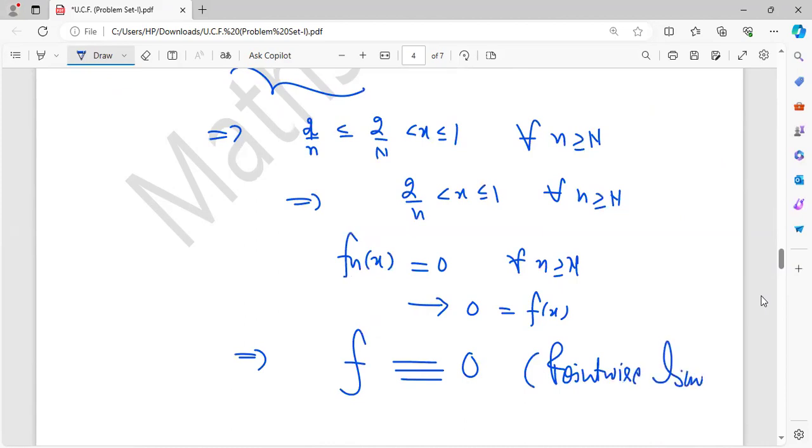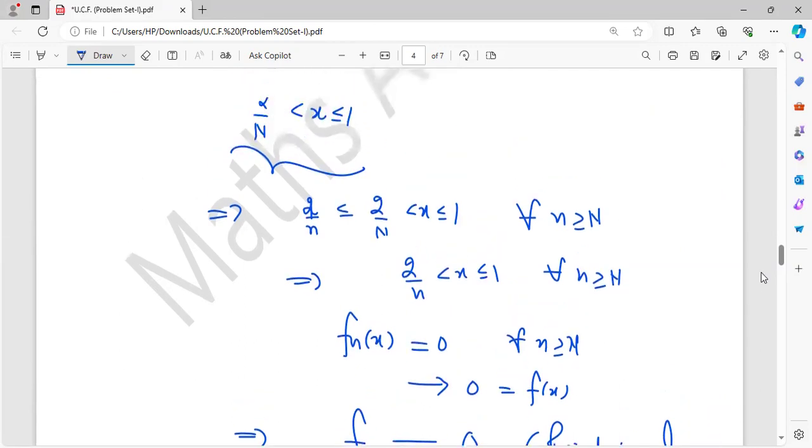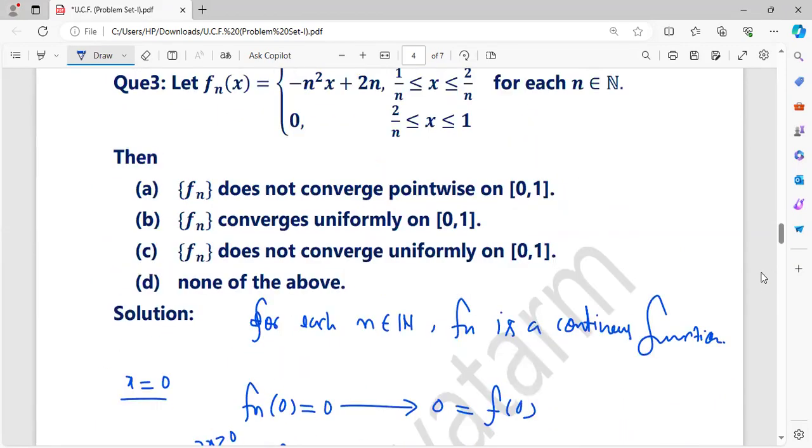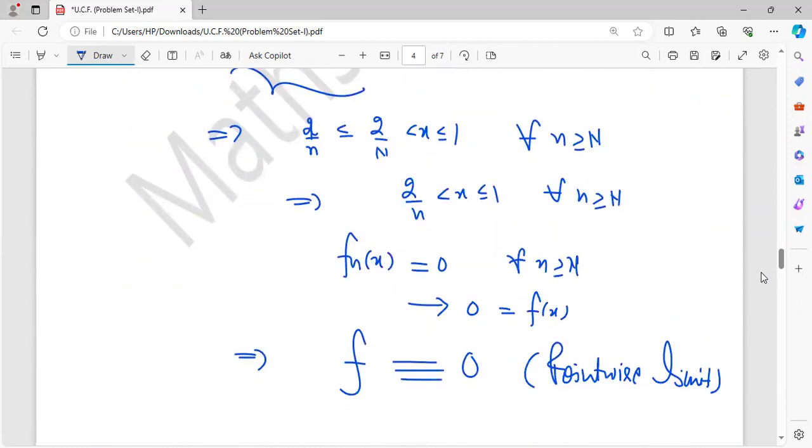Now f_n is a continuous function, so it is Riemann integrable also. Its pointwise limit is also f, that is also Riemann integrable. If f_n converges to f uniformly, then integrals will also converge. If we can show that integrals do not converge, function cannot converge uniformly. Okay, so check that.